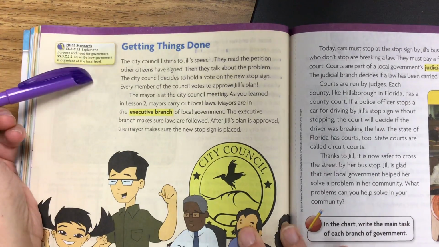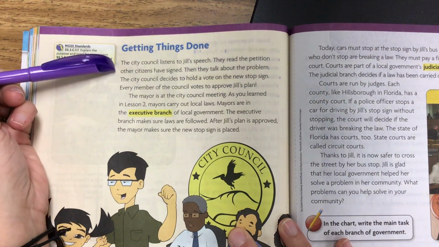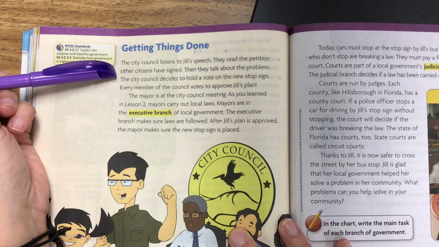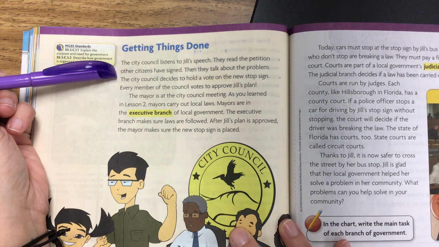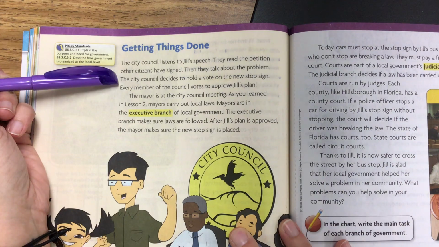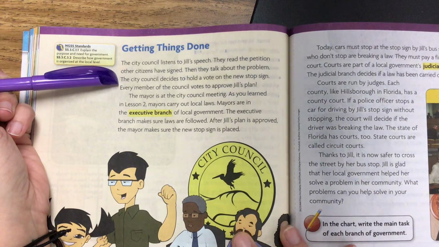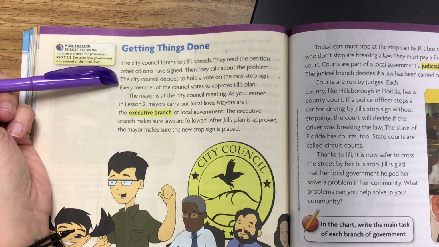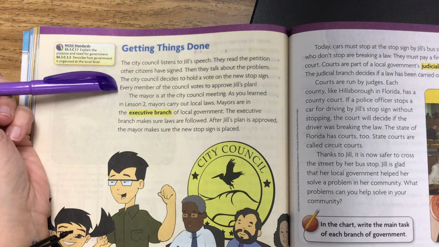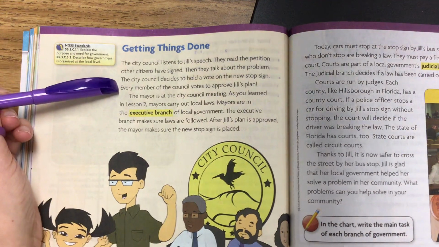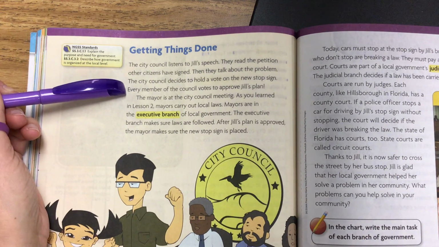Getting things done. The city council listens to Jill's speech. They read the petition other citizens have signed. Then they talk about the problem. The city council decides to hold a vote on the new stop sign. Every member of the council votes to approve Jill's plan.